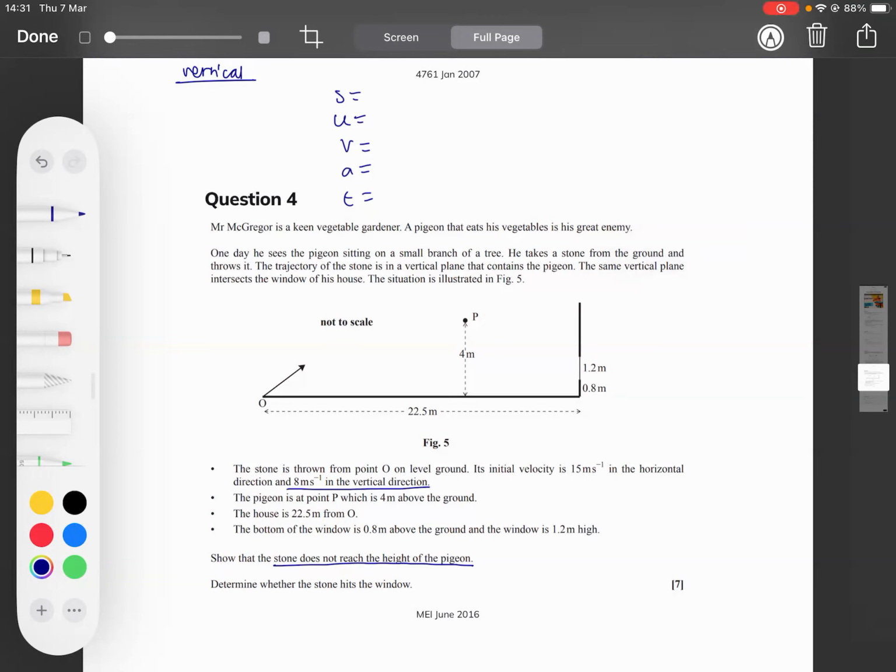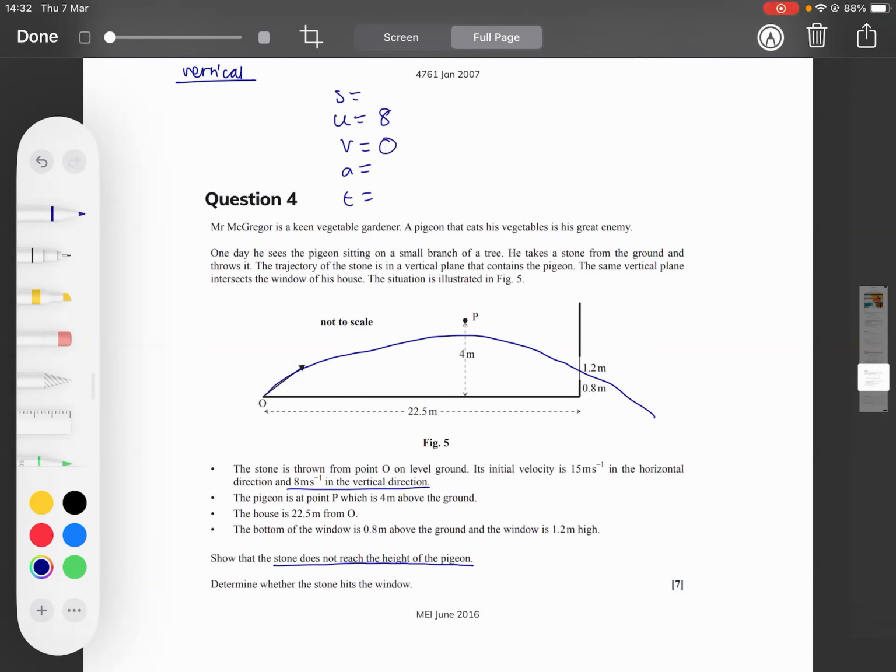Wait, where does it say it's less than 4? It says show that the stone does not reach the height of the pigeon. Oh, okay. So it doesn't get that high in the first place. But this is telling us 4 is the maximum height, isn't it? No, it's just asking you to apply your knowledge. It's saying, is the maximum height 4? That's what the question is asking.